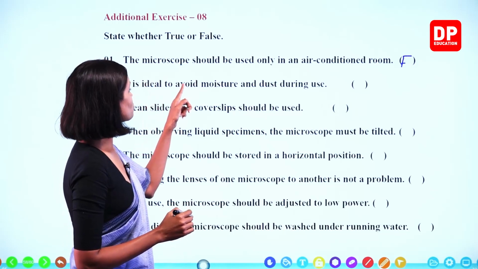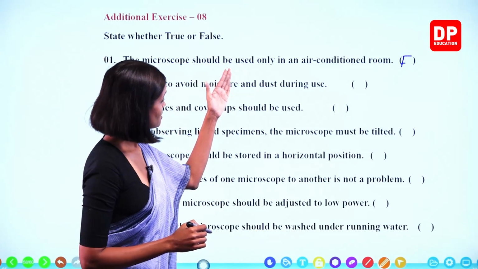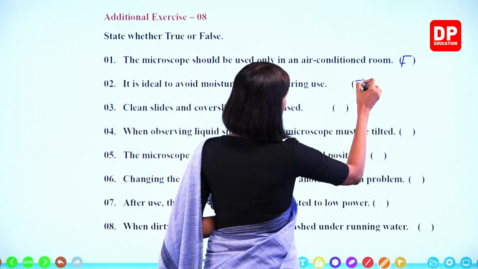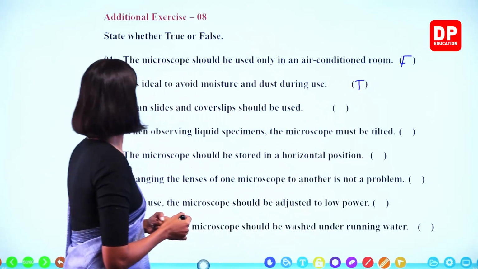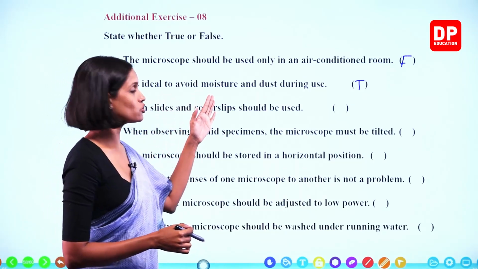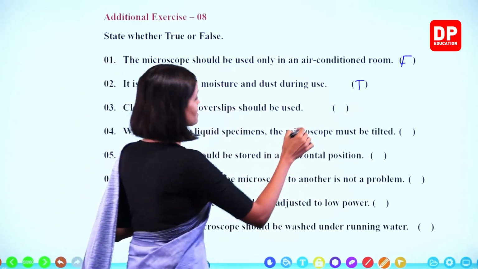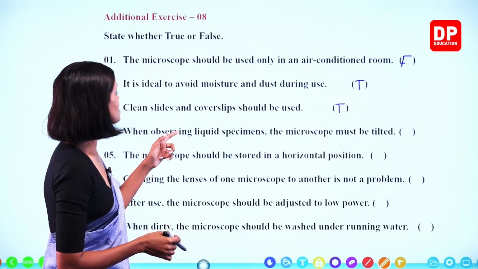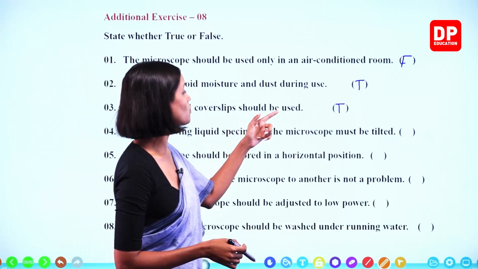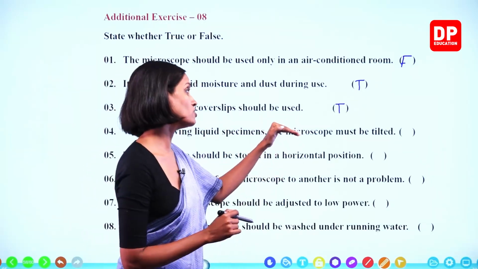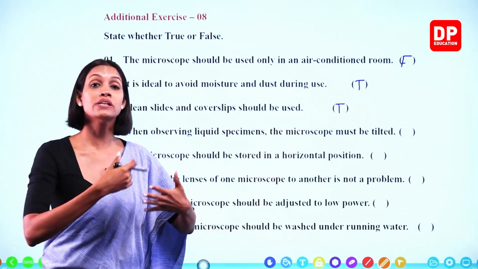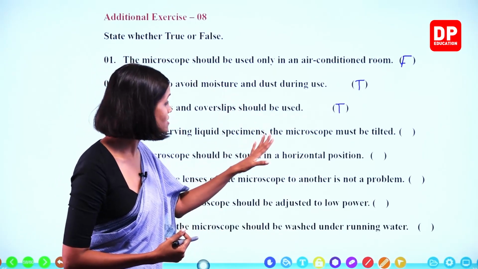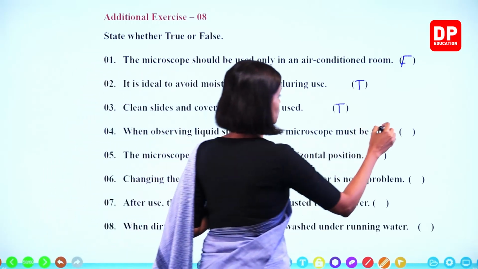It is ideal to avoid moisture and dust during use. That's true. Clean slides and cover slips should be used. That is also correct. Right? When observing liquid specimens, the microscope must be tilted. No, you should not tilt it, then the liquid will spill. Right? So when you observe liquid specimens, you should not tilt the microscope. Okay, this is false.